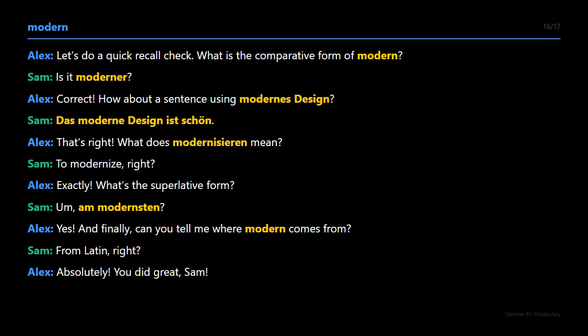That's right. What does modernisieren mean? To modernize, right. Exactly. What's the superlative form? Am modernsten. Yes. And finally, can you tell me where modern comes from? From Latin, right. Absolutely. You did great, Sam.